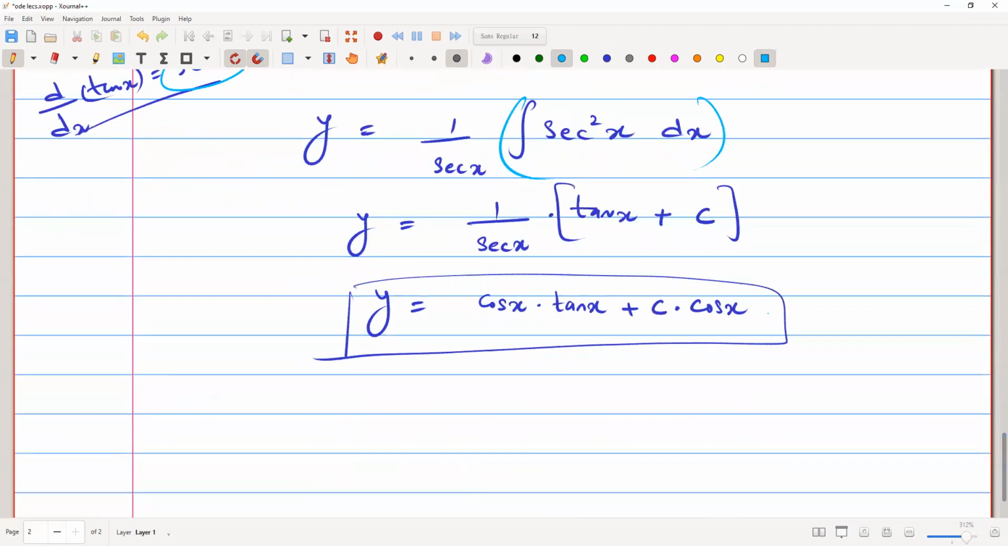Then we have the solution by simplifying this equation. So 1 over secant x is cosine x, and we get tangent x plus c times cosine x. So in this way, we can solve first order linear differential equations, simple equations, simple solutions, standard forms. The main idea that you should remember for these types of equations is the standard form of the linear differential equation, and then the integrating factor, and then the standard form of the solution.